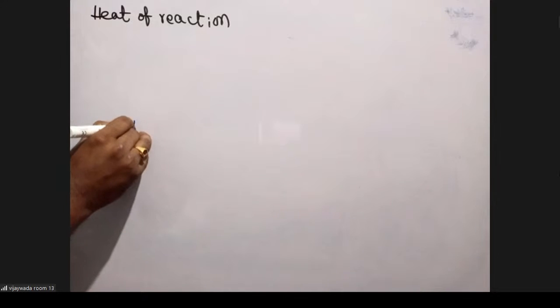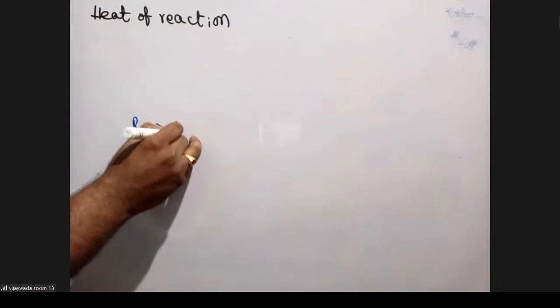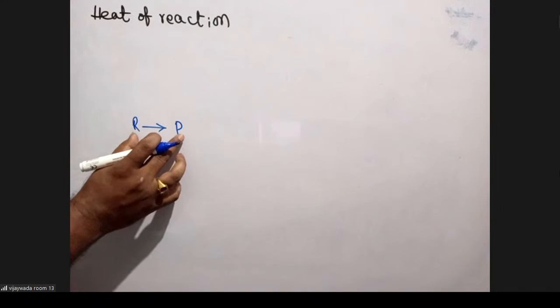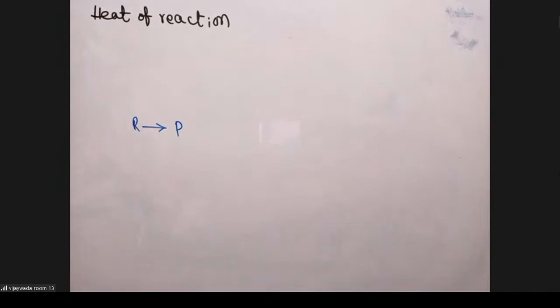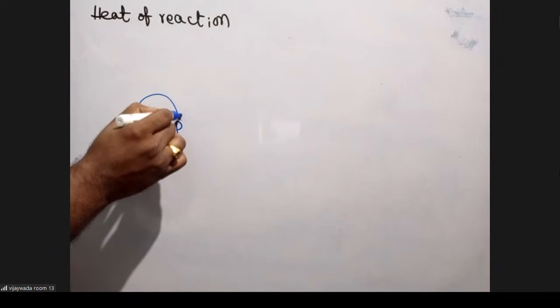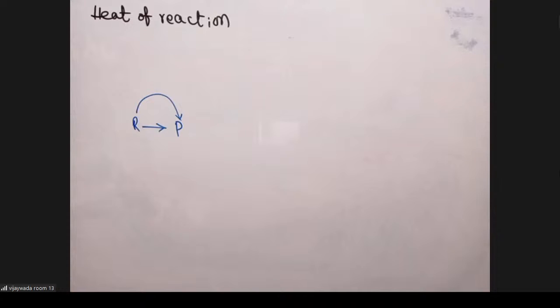Students, reactants converted into products. In a chemical change, we can expect maybe heat is released, that is exothermic reaction. Sometimes heat is absorbed. How much heat is released or absorbed when reactants completely converted into products? That heat energy is called heat of reaction.